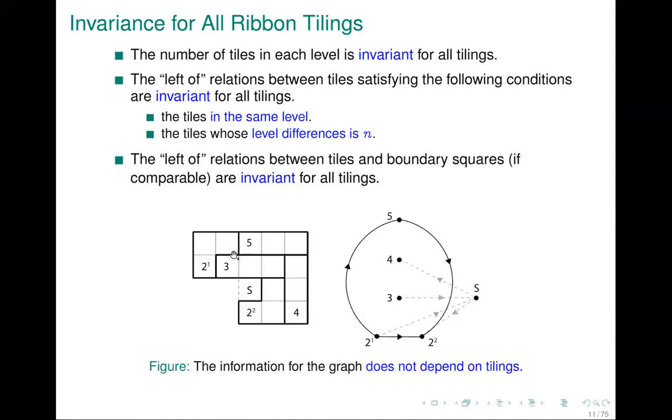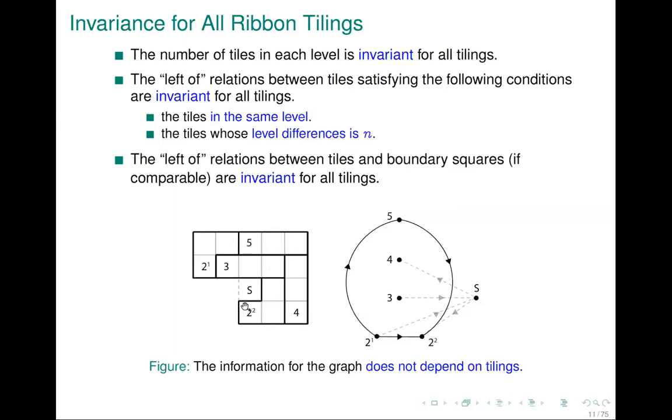You must have 2 tiles in level 2, and 1 tile in level 3, 1 tile in level 4, and 1 tile in level 5. This is fixed. You have no other choices. It doesn't matter what tiling it is. Okay. And the second item, some left-of relations are fixed. For example, the tiles from the same level. So this 2 is always on the left of this 2. So this is 2,1. This is 2,2. So you can basically label it this way.